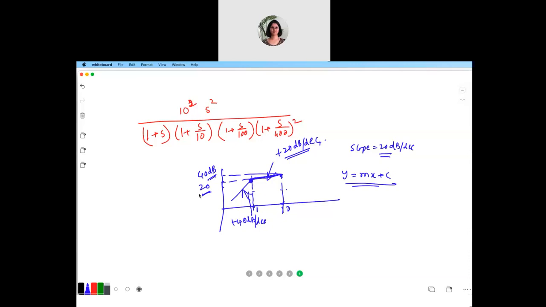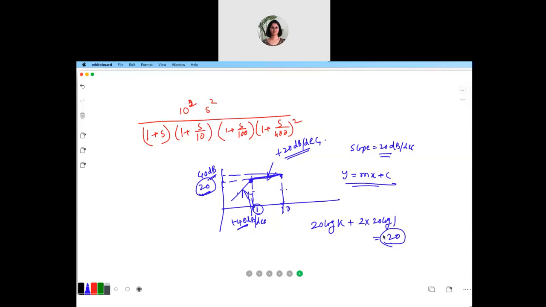So from that you will get 20, and after that you will write it as 20 log K plus, at this point the magnitude is 20. So what is the frequency here? 1, so log 1 is 0. So plus only one pole here, but here it is 40 dB per decade, so 2 poles: 2 multiplied by 20 log 1. So this will be equal to 20. Like that you have to write. You cannot write it as 10 here and 40 there. That's not correct. That will give you the wrong answer.